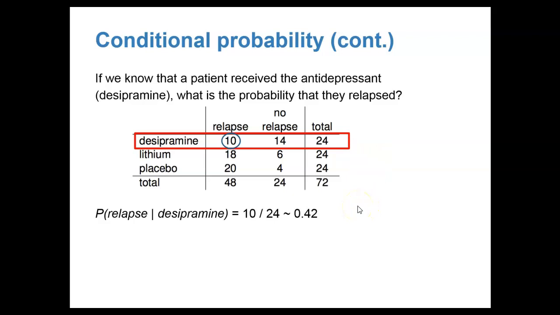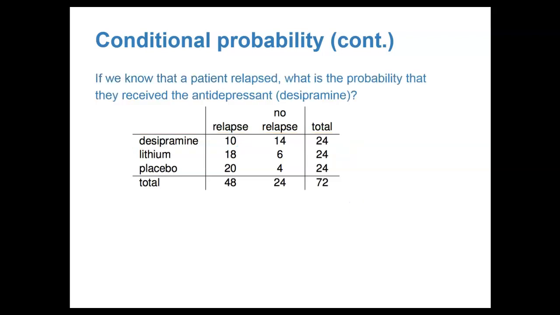That value is also approximately 42 hundredths, or 42%. Now, let's take a look at another example. Let's switch the condition and the probability that we're looking for around. In this case, our given is that we know that a patient relapsed. So notice that that's going to mean that we will be focusing on the first column. Now we ask, what is the probability that that patient received the antidepressant desipramine for their treatment?